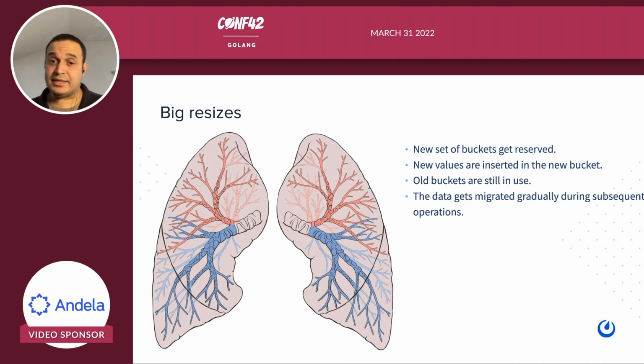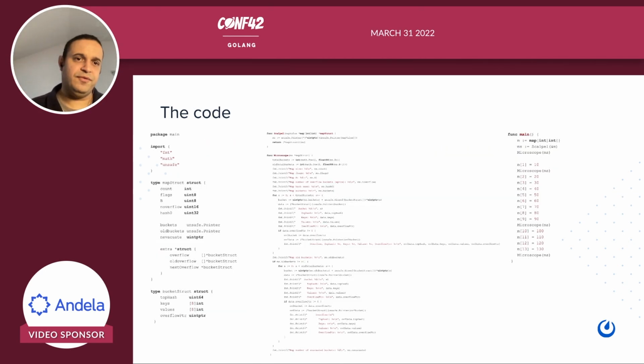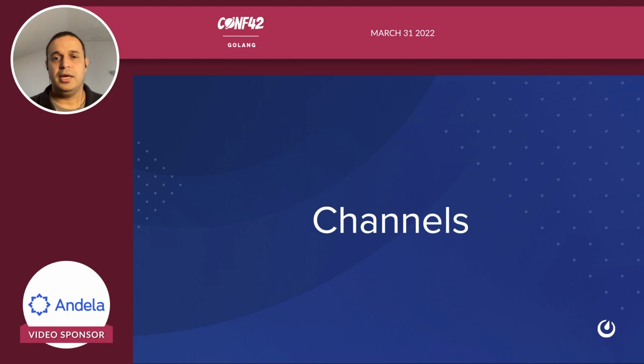The buckets, old buckets, and number of evacuated buckets are used for this process of migration. Once all the buckets in the old buckets are evacuated, the system just releases that memory. Okay, here is the code. If you want to reproduce that, you're going to find it at the end of the talk.